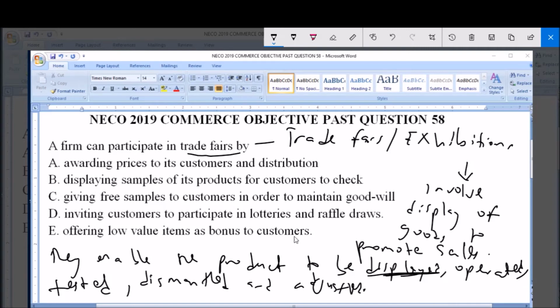So as we have rightly said, the firm can participate in trade fairs by displaying its products for customers to operate, to test, to also adjust and dismantle. So option B, displaying samples of its products for customers to check, is the way a firm can participate in trade fairs.